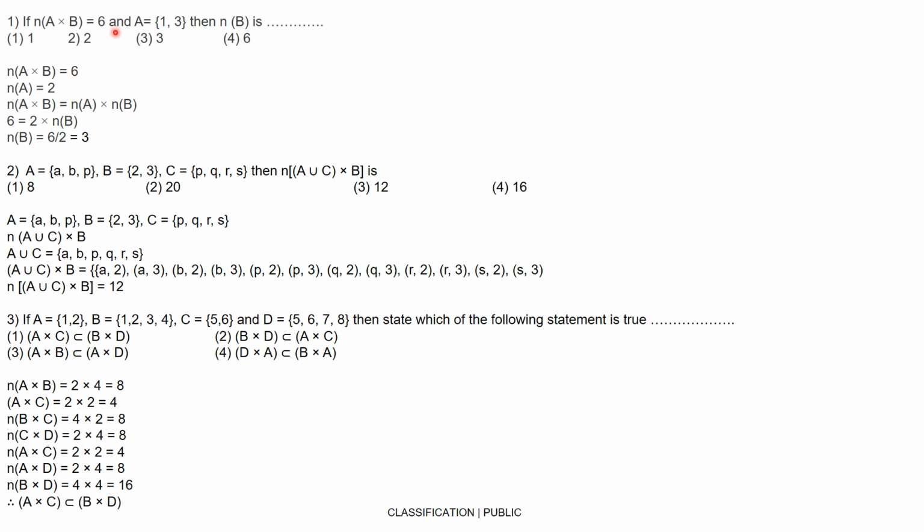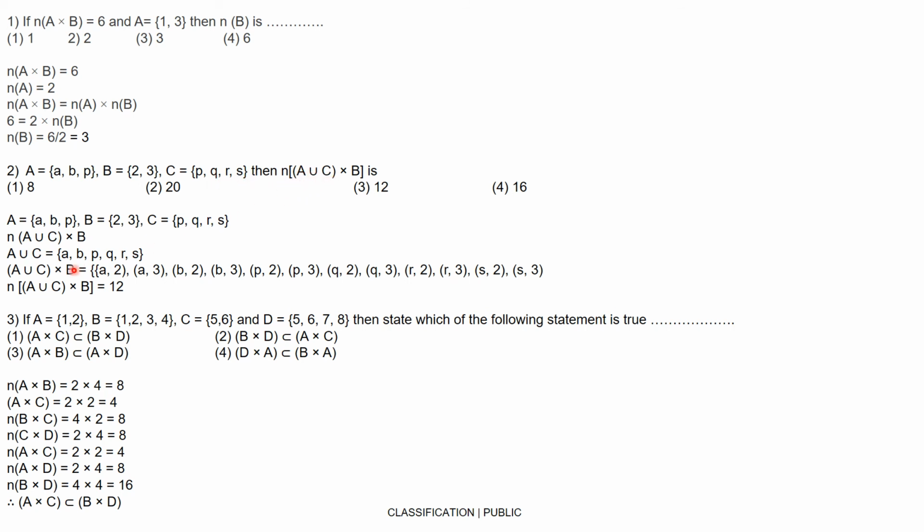Next we will see some objective sums. Here n of A cross B equal to 6 and A equal to {1, 3}. That is n of A equal to 2. Then n of B equal to 6 by 2 equal to 3. Okay. A equal to 3 elements here, B equal to {2} and C equal to {P, Q, R, S}. Then n of A union C.